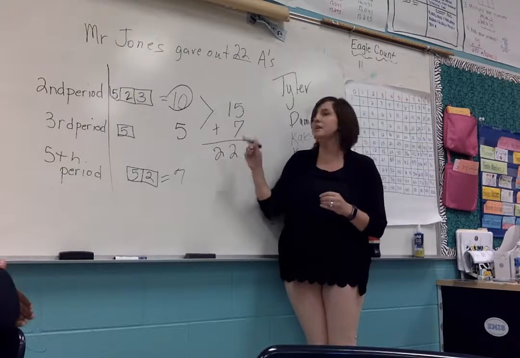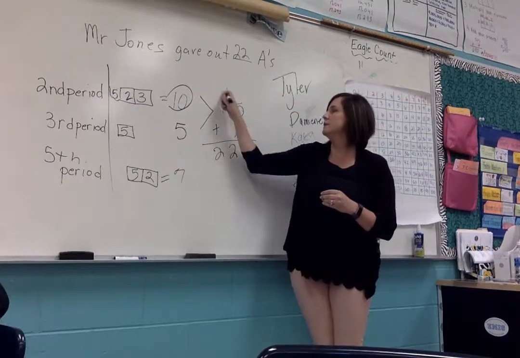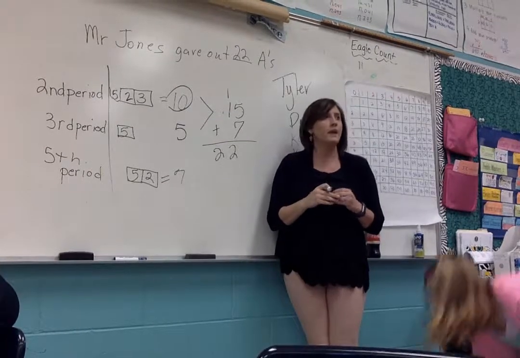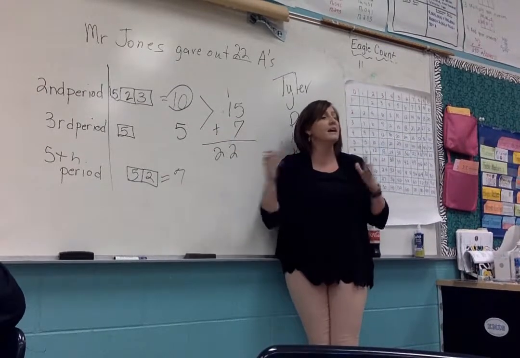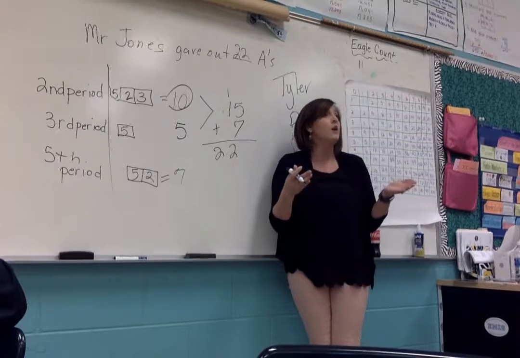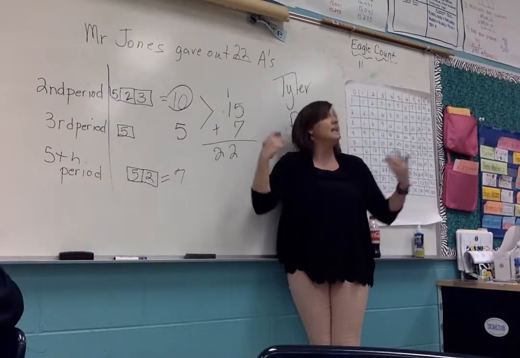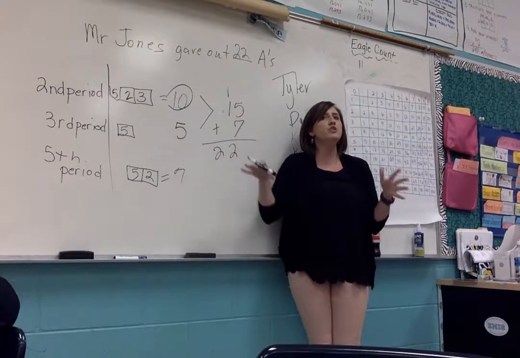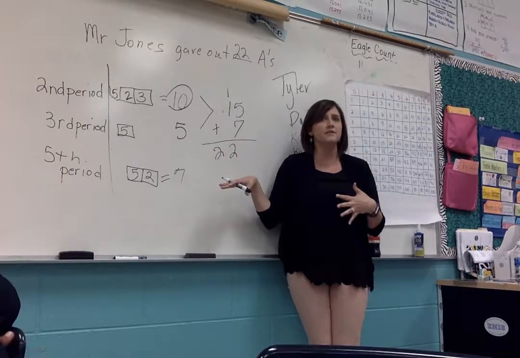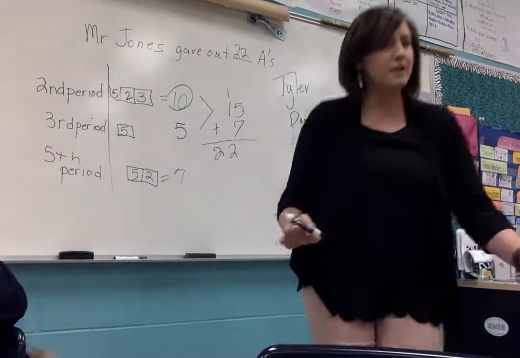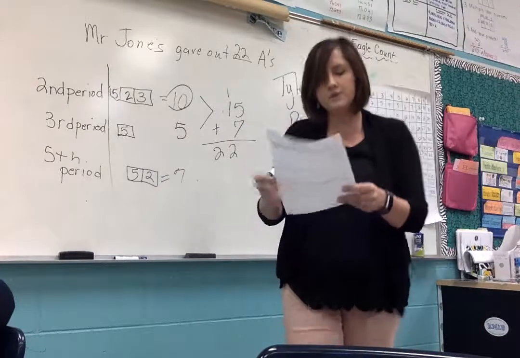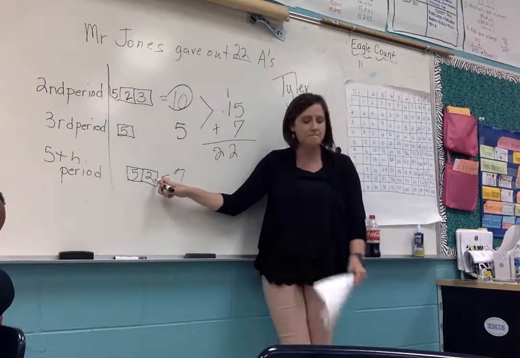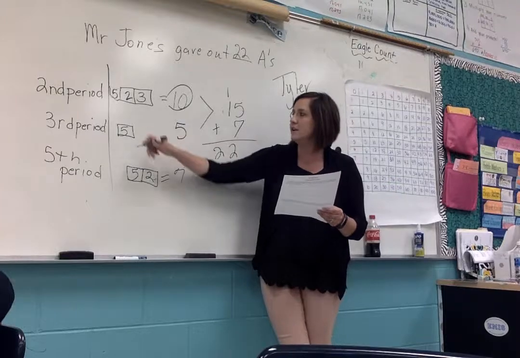Mr. Jones gave out 2 more A's in his 5th period class, so that's where our 2 came from, than he did in his 3rd period class. So I've got blank box plus 2, and I have a blank box for 3, because he didn't tell me yet how many were in 3rd period. He gave out 3 more A's in his 2nd period class. That's where my 3 came from. He didn't give out any A's in 1st or 6th period classes. So I don't have 1st or 6th period on here. That's why I just have 2nd, 3rd, and 5th. And 4th period is his prep, so that's why we didn't add that one.